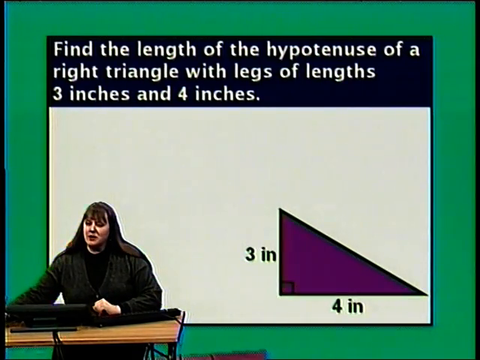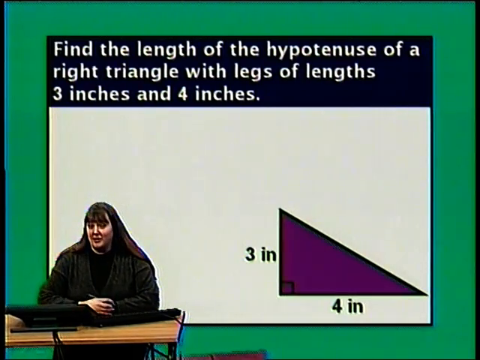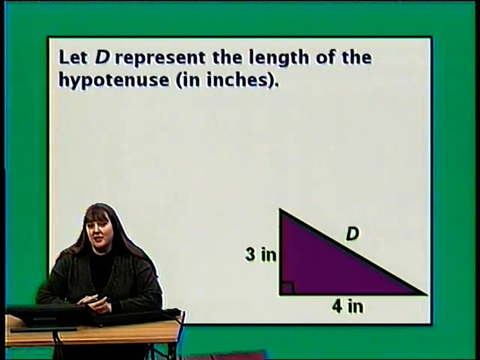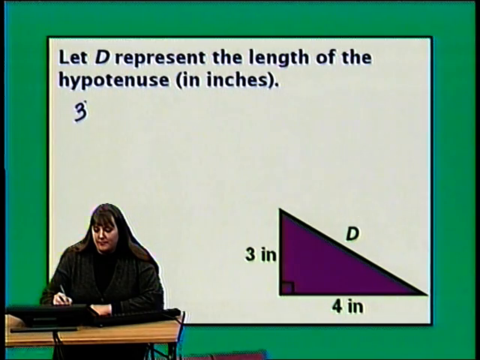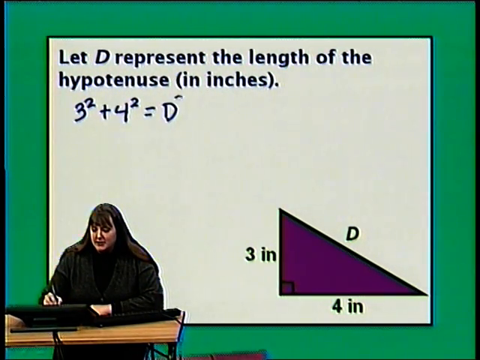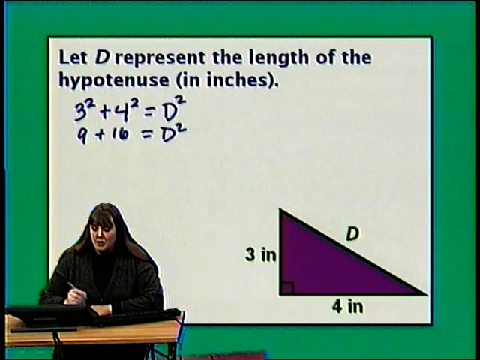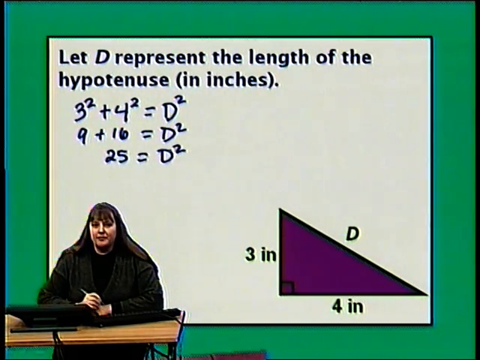Well, we've got a right triangle. One of the legs has a length of 3 inches and the other has a length of 4 inches. We're trying to find the length of the hypotenuse. So let's let D represent the length of the hypotenuse in inches. Then the Pythagorean theorem tells us that 3 squared plus 4 squared equals D squared. So 9 plus 16 equals D squared. So 25 equals D squared.